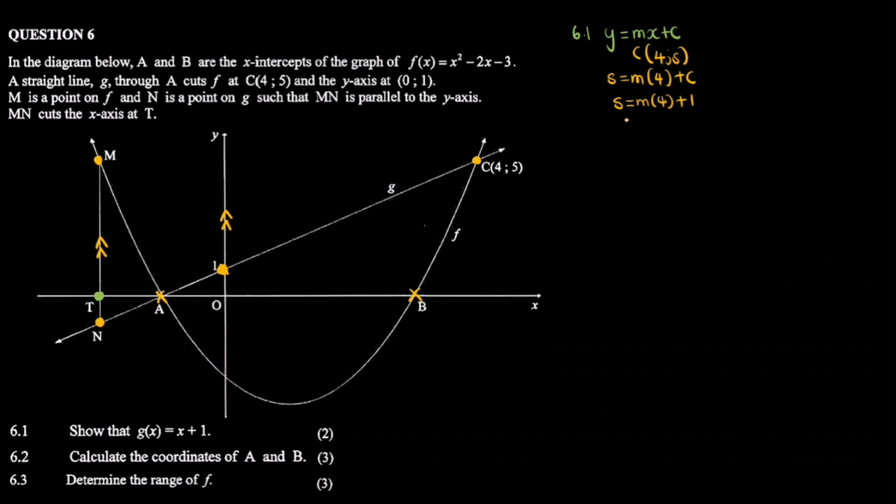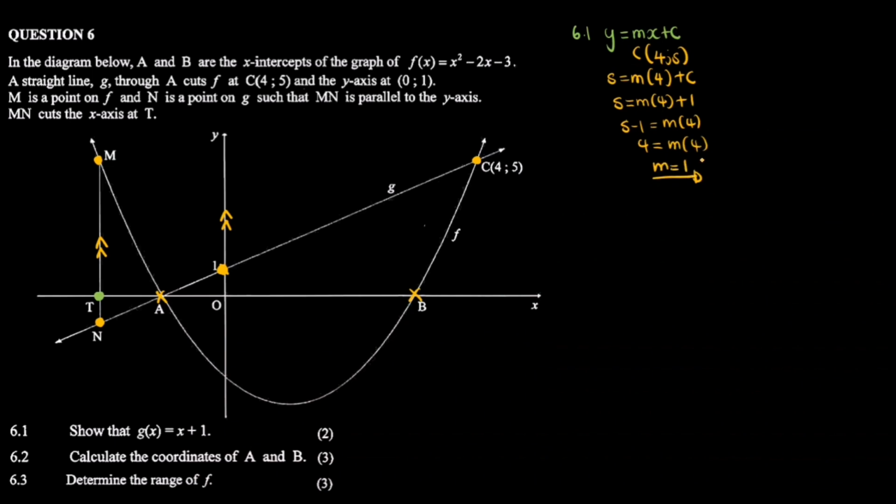If we try to solve for m, the gradient, we can take this positive 1 over to the other side. So we're going to have 5 minus 1, which equals m times 4. So we have 4 equals m times 4. Dividing both sides by 4, the gradient is 1.